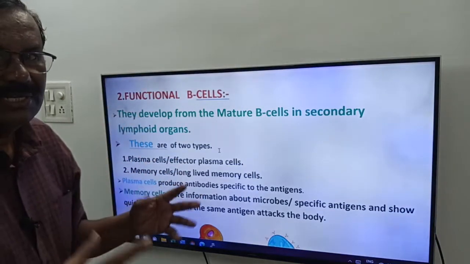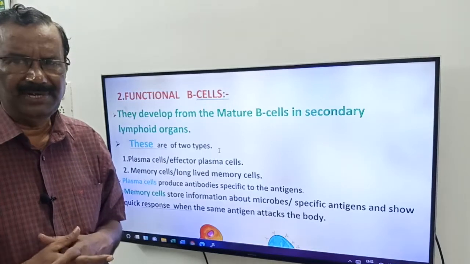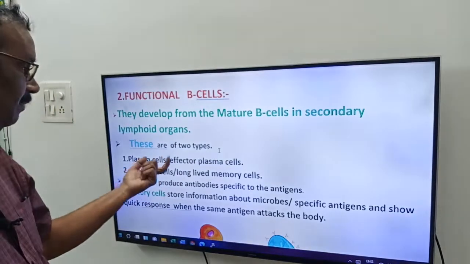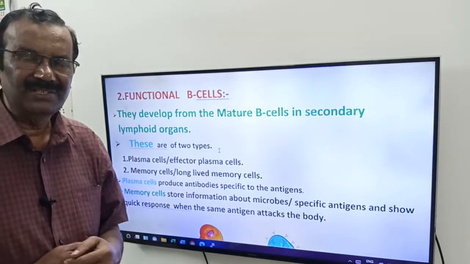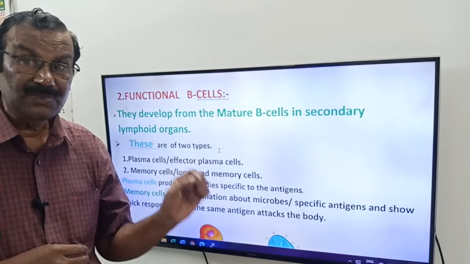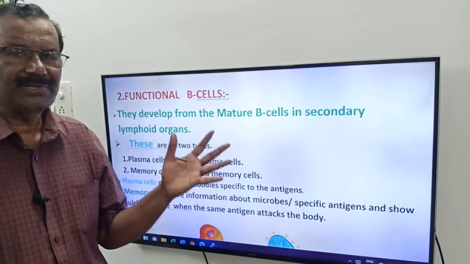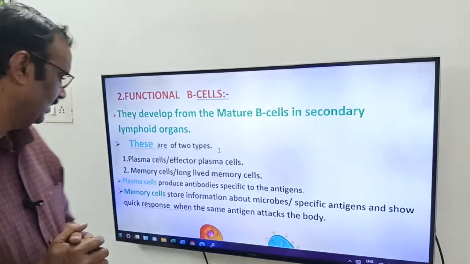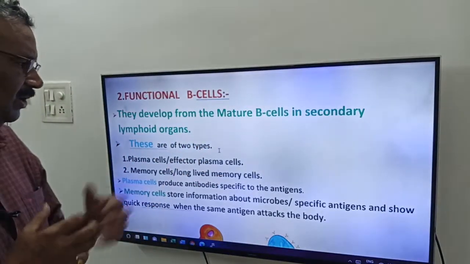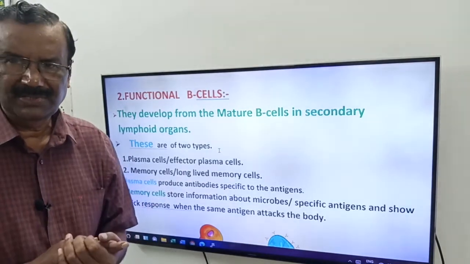These functional B cells are of two types, friends. You know it pretty well. What are they? Plasma cells and memory cells. Plasma cells, you may call them effector plasma cells. Memory cells, you may call them long-lived memory cells.